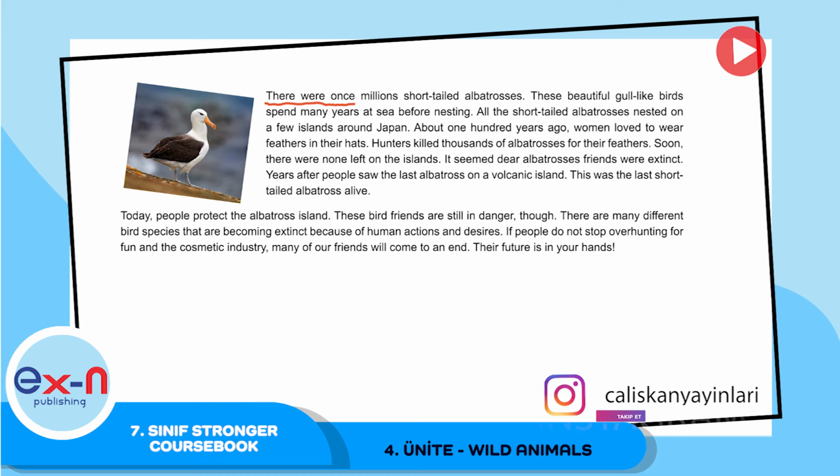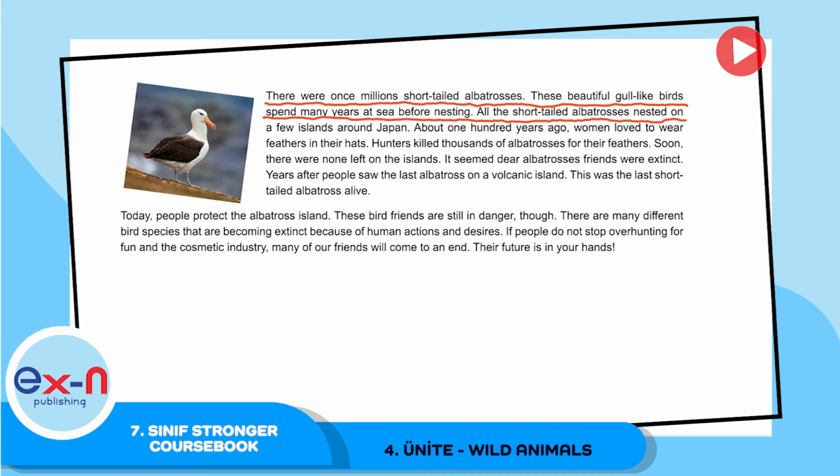There were once millions of short-tailed albatrosses. These beautiful gull-like birds spent many years at sea before nesting. All the short-tailed albatrosses nested on a few islands around Japan. About 100 years ago, women loved to wear feathers in their hats. Hunters killed thousands of albatrosses for their feathers. Soon, there were none left on the islands.